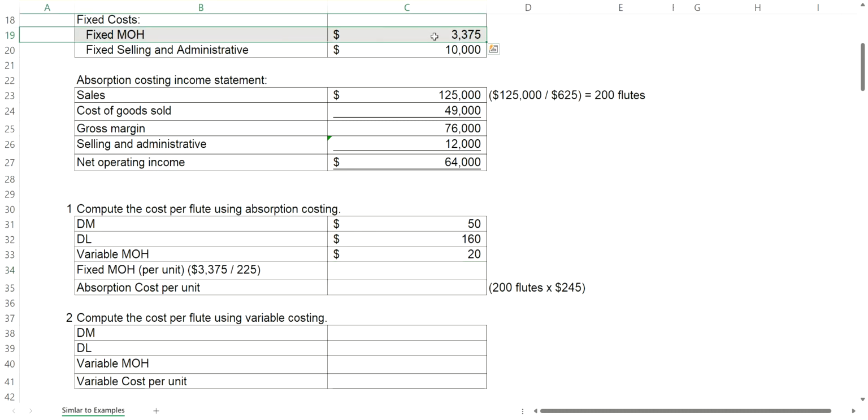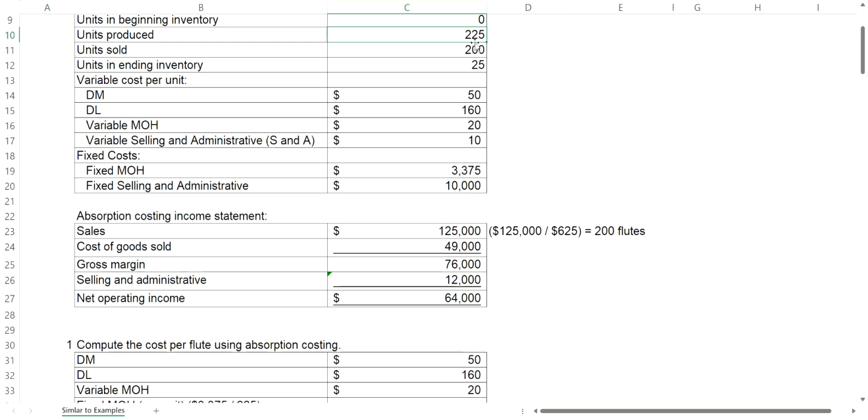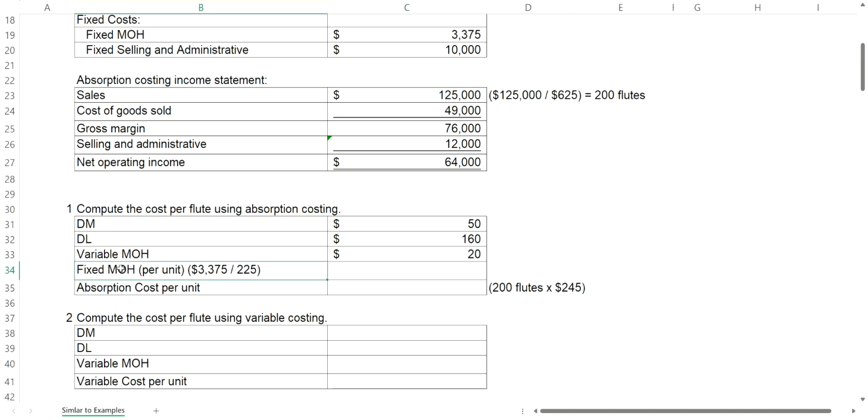Now, for fixed manufacturing overhead, it's given that the total fixed manufacturing overhead for all flutes produced is $3,375. Remember, you produced 225 flutes. So to get the fixed manufacturing overhead per flute, I would take the fixed manufacturing overhead in total of $3,375 and divide it by the 225 flutes produced, and that gives you then $15 per flute. When I add 50 plus 160 plus 20 plus 15, that gives me a cost per flute of $245.